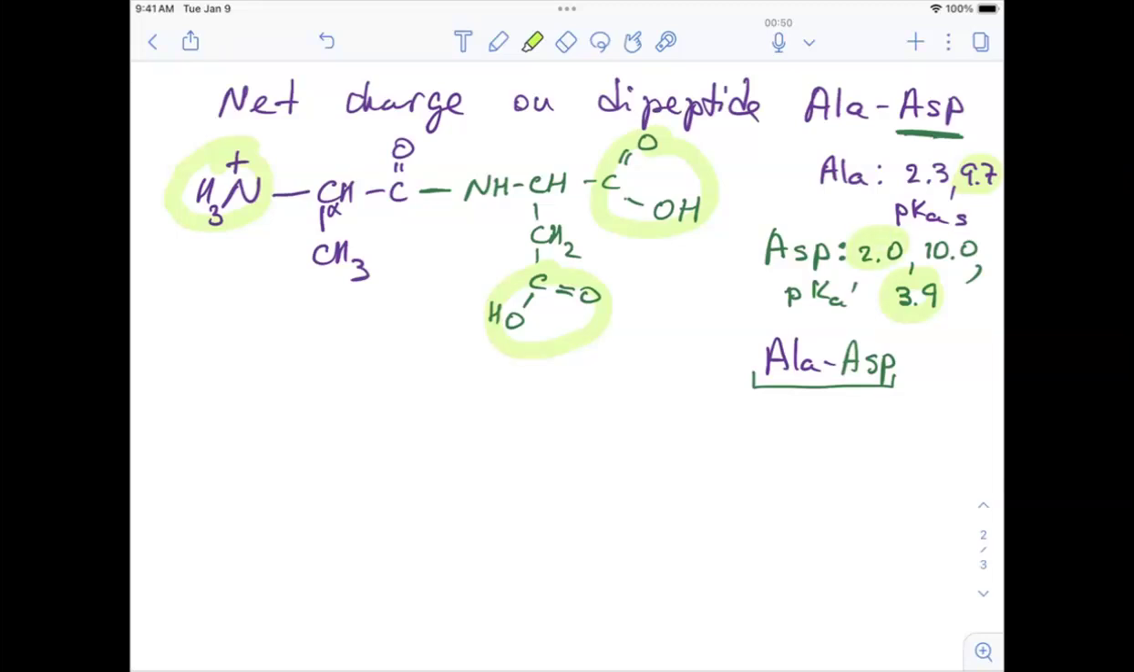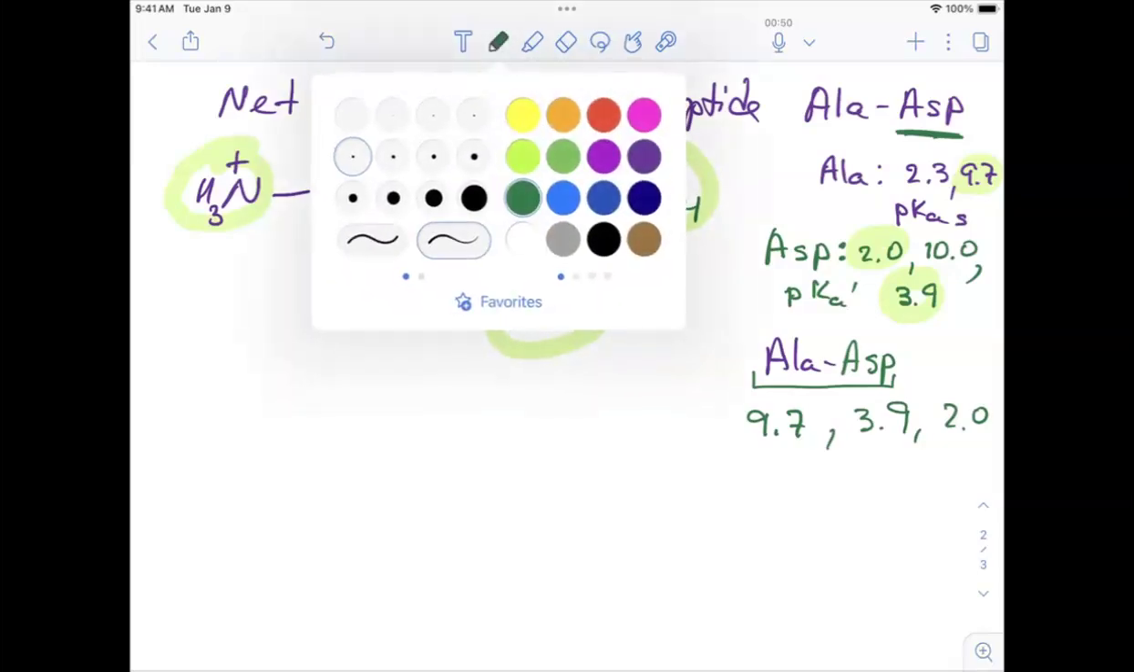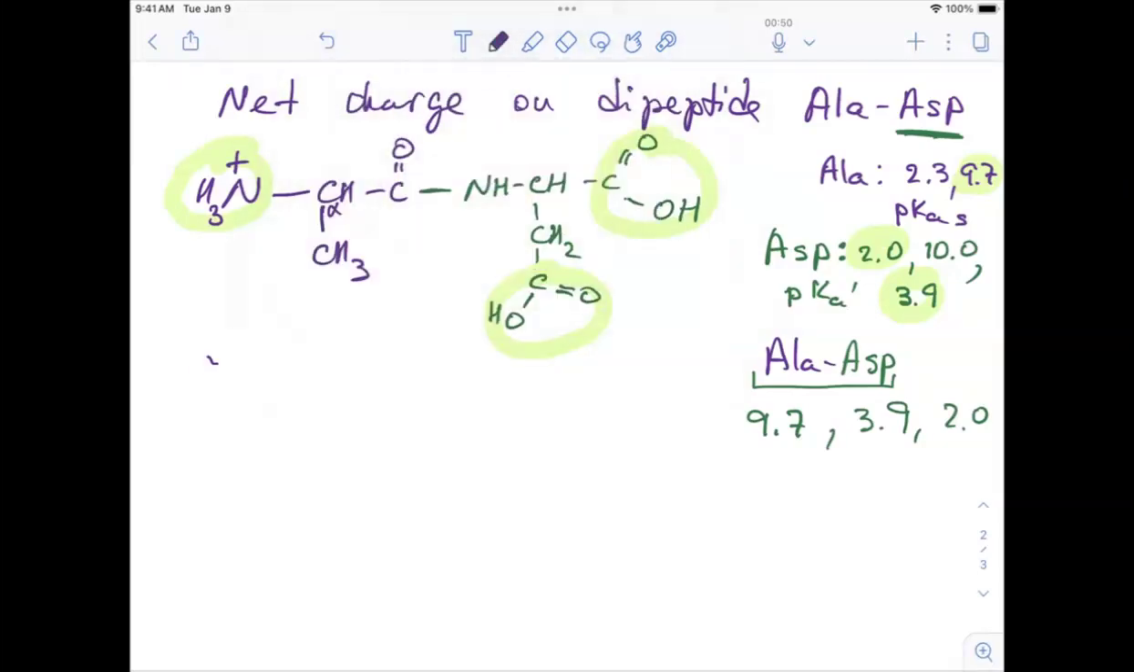So the three pKa's are going to be 9.7, 3.9, and 2.0. Not sure why I wrote them from large to small. That's just how I looked at them. We can rewrite them in any order. All right, so if we want to know the net charge, oh, I didn't tell you at which pH. Let's pick a pH. How about pH 3? Say we would like to know this at pH 3.